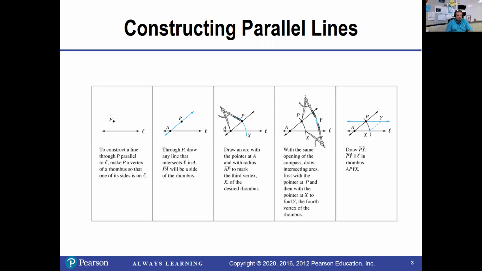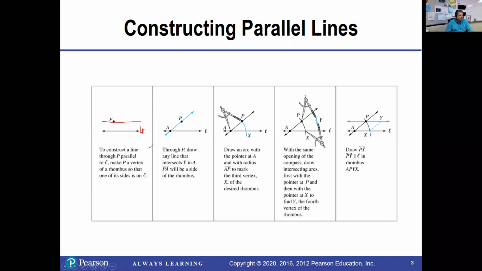Okay, so the whole goal here is to draw a straight line that's going to be parallel to L here. Going to be parallel to this one. All right, so what you're going to do is find a point A on that line, and draw this line here to connect through this point P that you want your parallel line to go through. Okay, so you're going to draw an arc that goes through P into your line L.